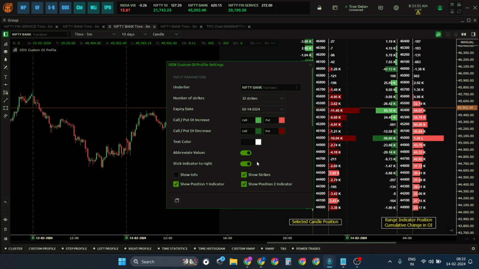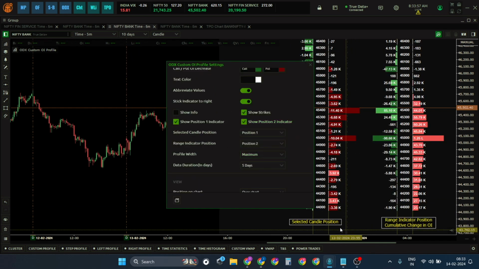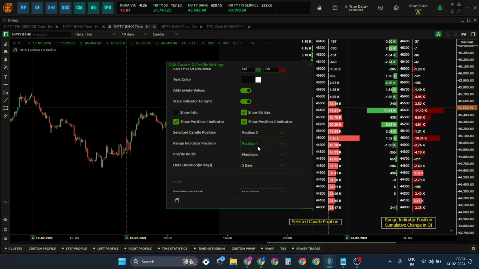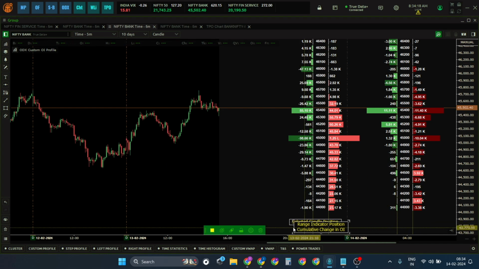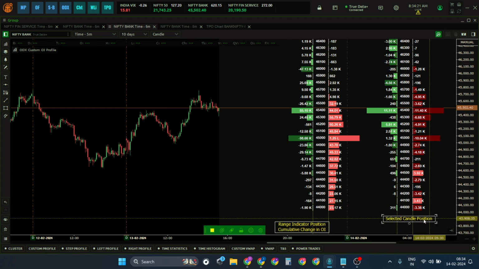Now coming to what the selected candle position and range indicator position are. So guys, as I said, this is the selected candle, and this is the range indicator position, right? In position 1 I want to see the range, and in position 2 I want to see the live candle. So I can simply switch and interchange here. Now this is the selected candle, and this is the range.